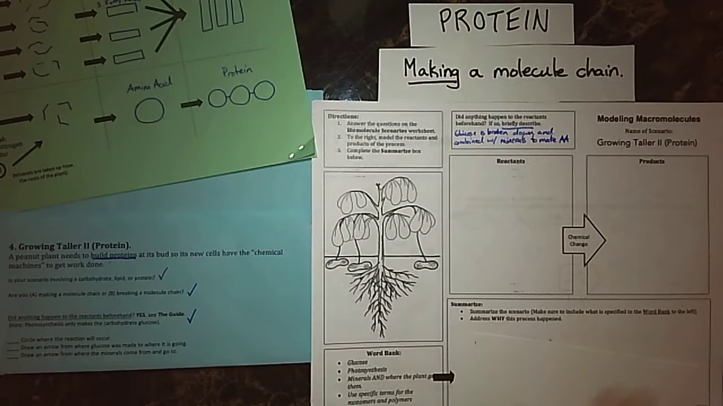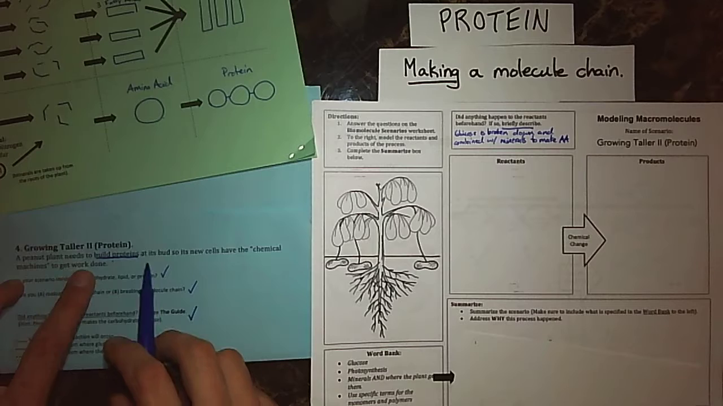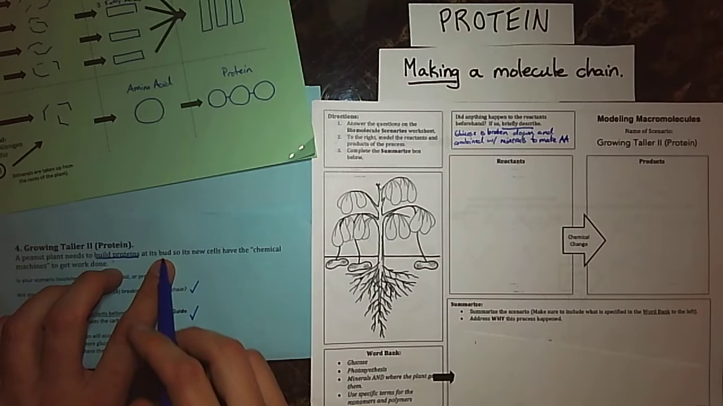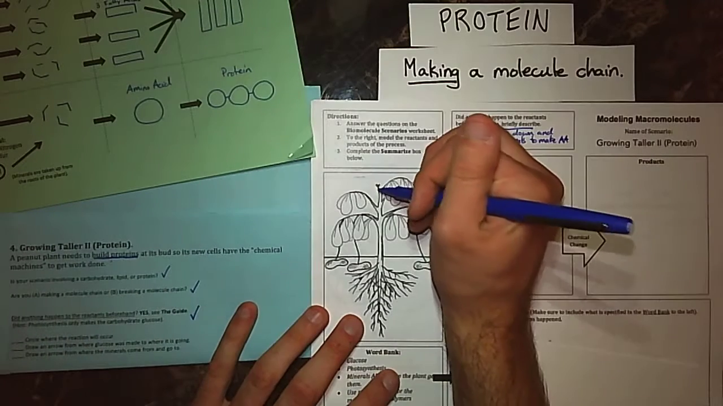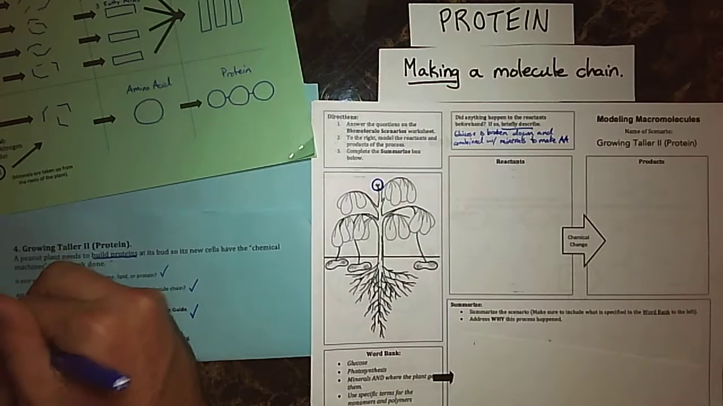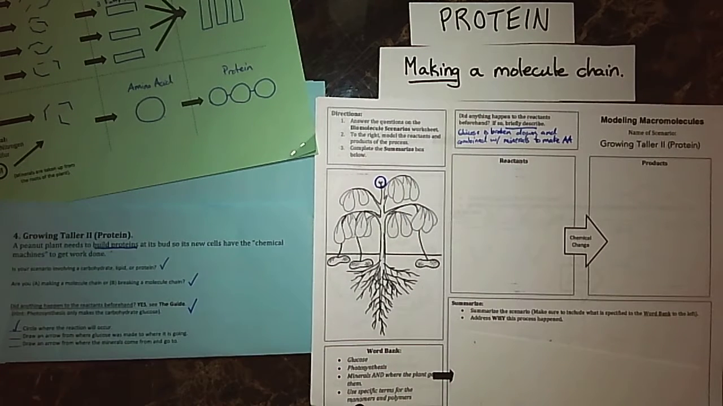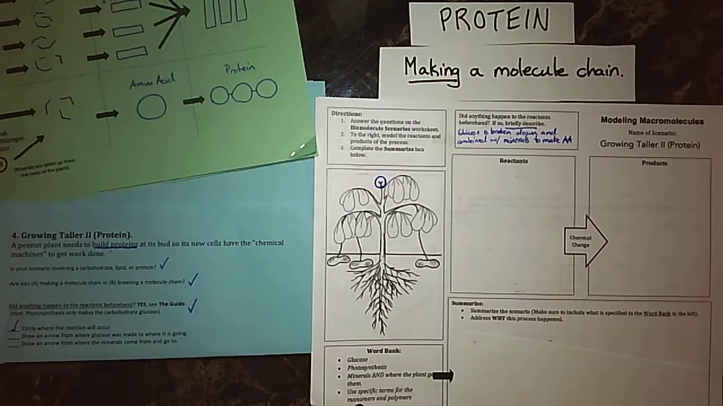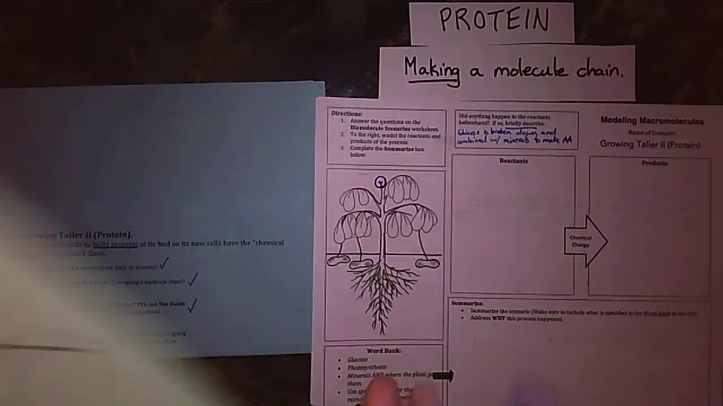Next thing we need to do is just set the stage of what's happening. So it says circle where this reaction is going to occur. When I read this, it says that this is happening in the plant's bud. So I'm going to circle that right here. And it says draw an arrow from where the glucose was made to where it's going. So hopefully you guys know that glucose is made during photosynthesis. That happens in the leaves. But if you don't, you always have the guide to help you out.